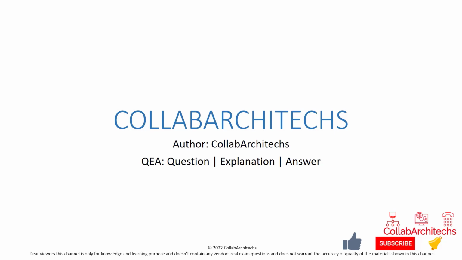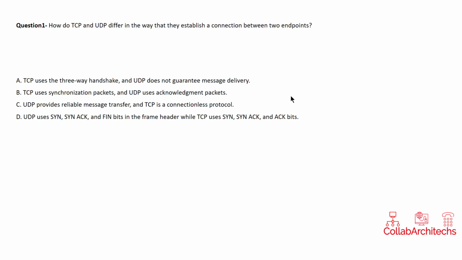Thank you. Let's see what this question is asking about. This question is for CCNA routing and switching. How do TCP and UDP differ in the way that they establish a connection between two endpoints?